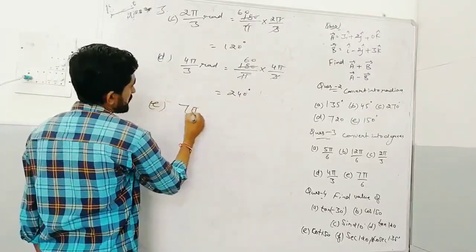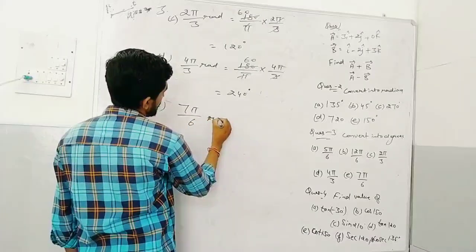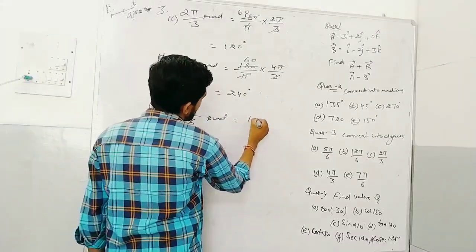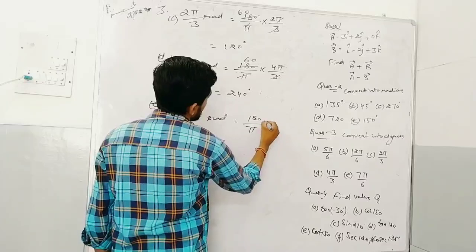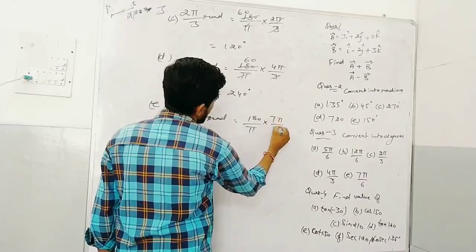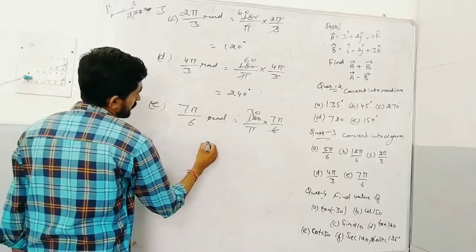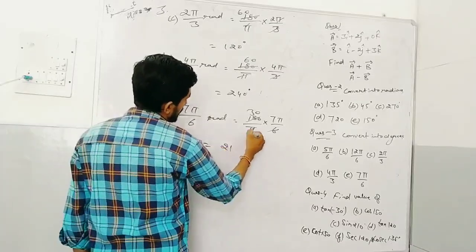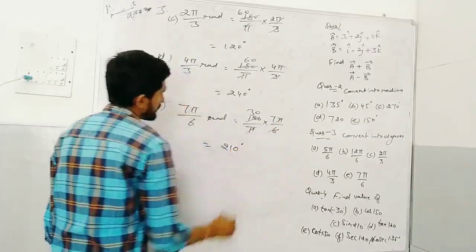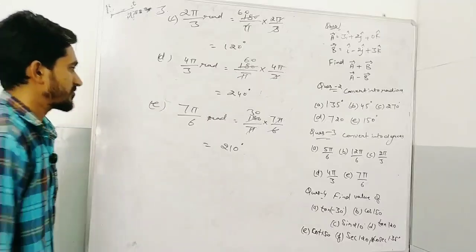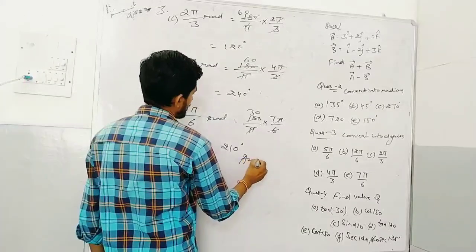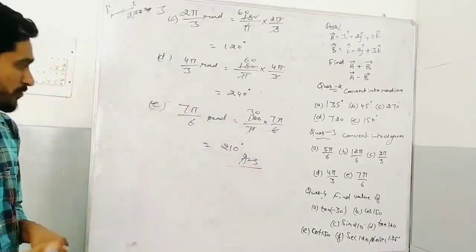7 pi upon 6 radians. What does this give? 180 upon pi into 7 pi upon 6. Pi cancels out. This is 30 and 7 into 30 gives me 210 degrees. Question number 3 done. Now coming to question number 4.